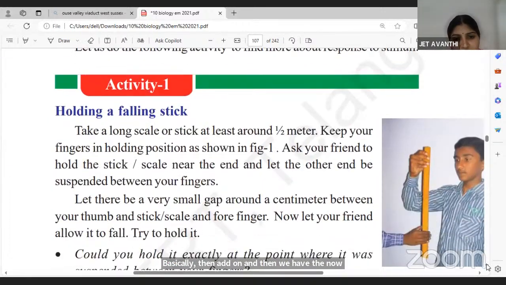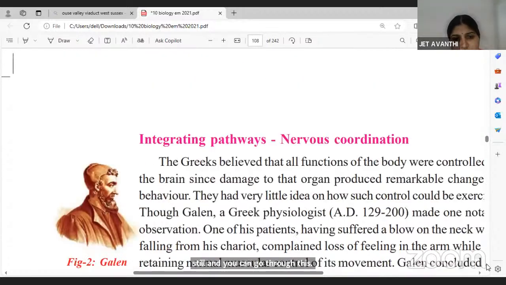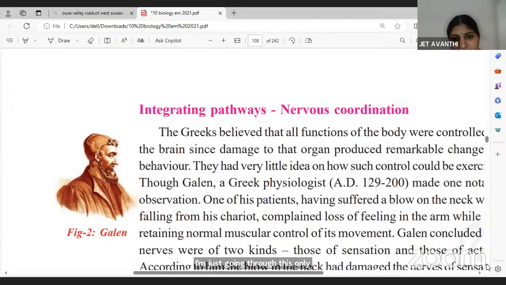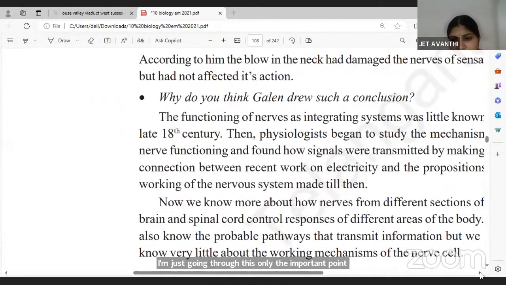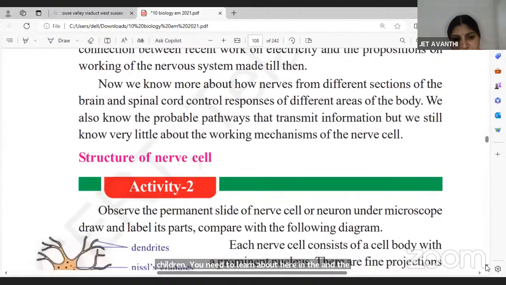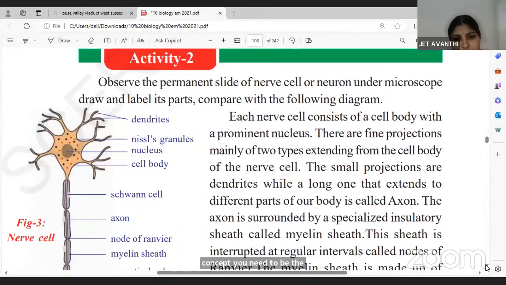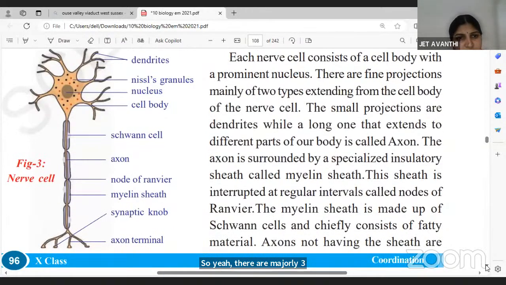Yes, these are all the activities, children. You can go through this. I'm just going through only the important points. Here, you need to learn about the concept. You need to be thorough with the structure of the nerve cell, as I told you. There are majorly 3 parts, children. You can go through here. There's a diagram showing the nerve cell. Here the major part is the cell body.